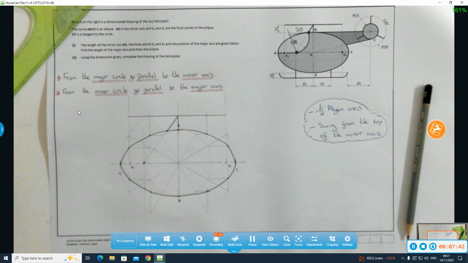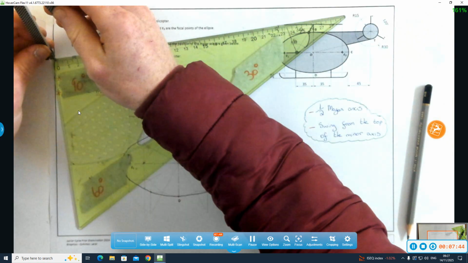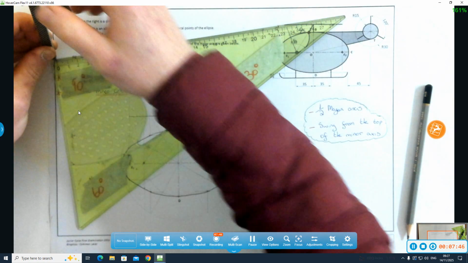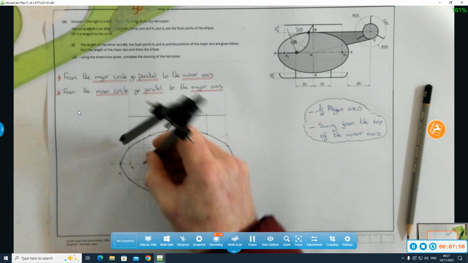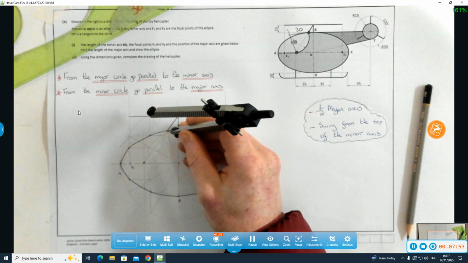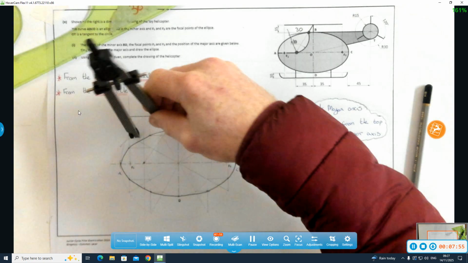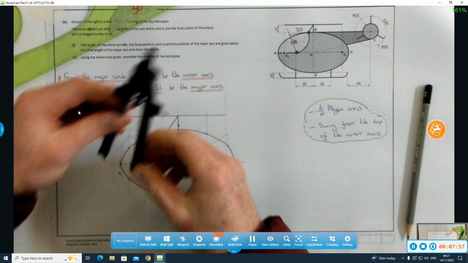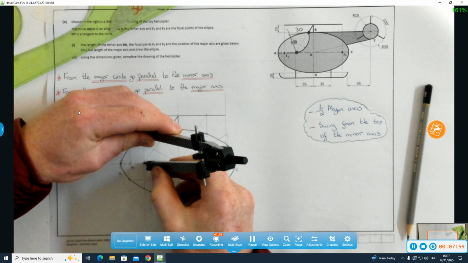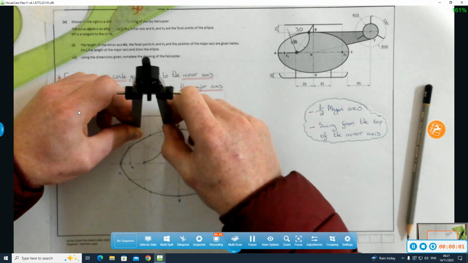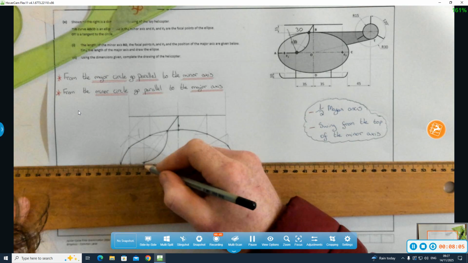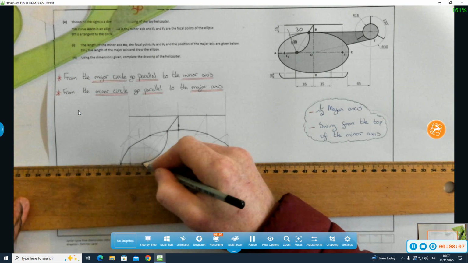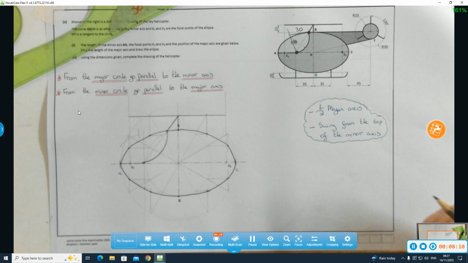Okay? So I'm going to get a radius 30 on my compass. From this point, swing an arc. From this point up here, swing an arc where they intersect. That's the center here for the circle. So that's giving me that curved glass part for the cockpit.